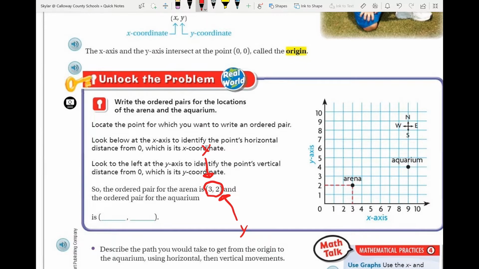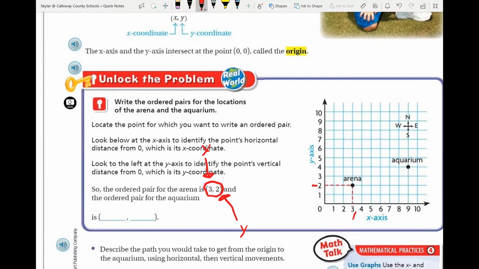To find that, we would move to 3 on our x-axis, so 1, 2, 3, and we would move to 2 on our y-axis, 1, 2. And then you just connect where those 2 points meet. And it's right there. We would look at where those points meet. Since it's 3 on the x and 2 on the y-axis, it is 3, 2.